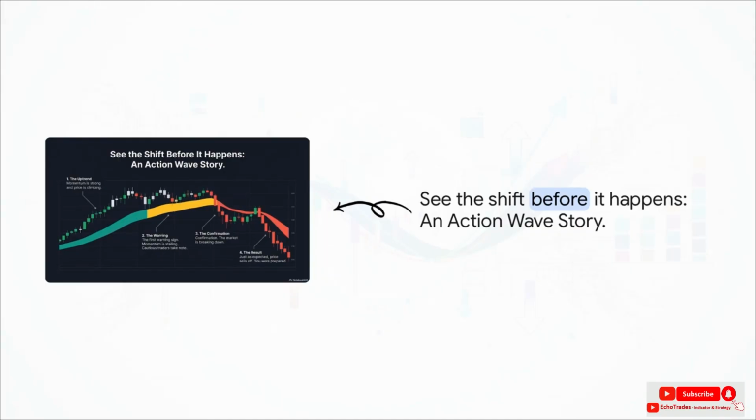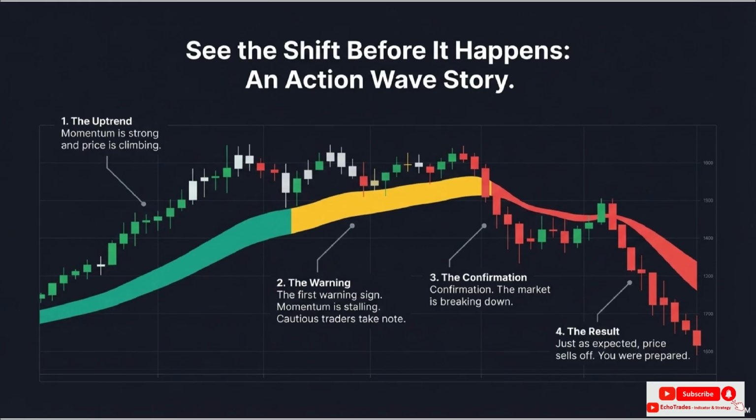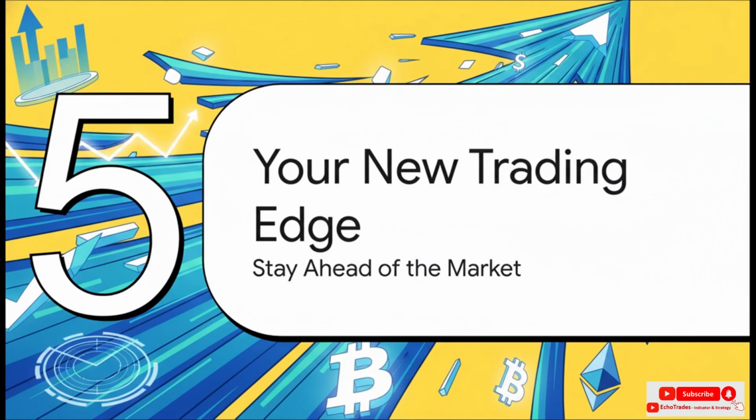And this chart here tells the whole story in a single picture. Look at how the indicator goes from green during that nice uptrend, then it flips to yellow, that's the warning right at the top, and finally it turns red, confirming the breakdown just before that big sell-off. The big takeaway is that by seeing momentum this way, you can get a huge edge. You can stay ahead of the big moves instead of just chasing them after they've already happened.